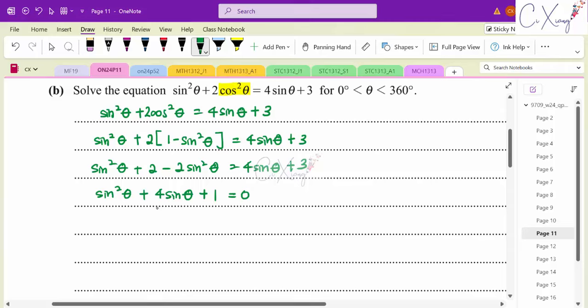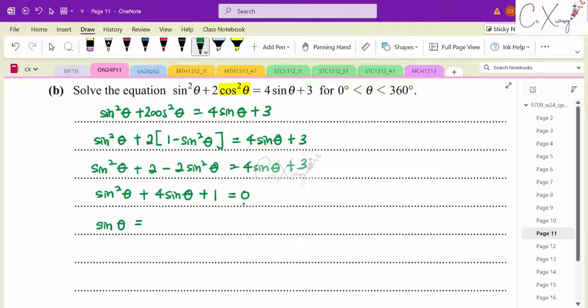To solve this equation, it is a quadratic form equation in terms of sine. Then I have a look and see whether I am able to factorize this quadratic equation or not. You realize that we are not able to factorize it. If we are not able to factorize it, to get sine theta I have to apply the quadratic formula to find sine theta, right?